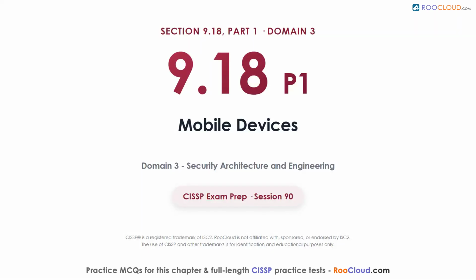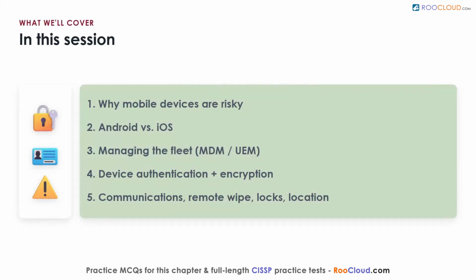Welcome to section 9.18, part 1. This is the 90th session of the CISSP exam prep series. In this session, we'll cover the risks that mobile devices bring and the on-device features that tame them.